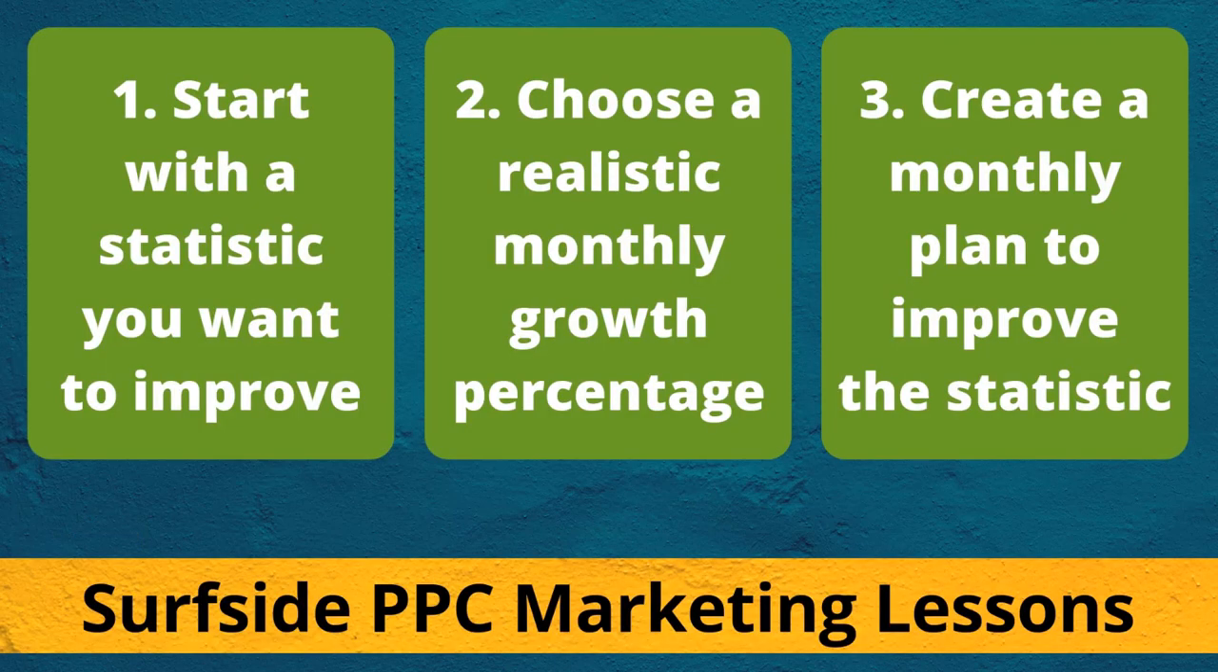So basically, one is start with a statistic you want to improve. Start with a key performance indicator. It could be something like YouTube video views. It could be something like your website traffic, anything like that. Something that is going to help you grow your business.